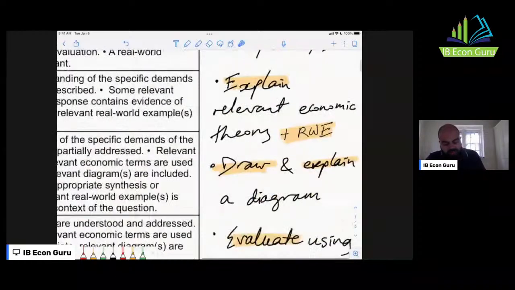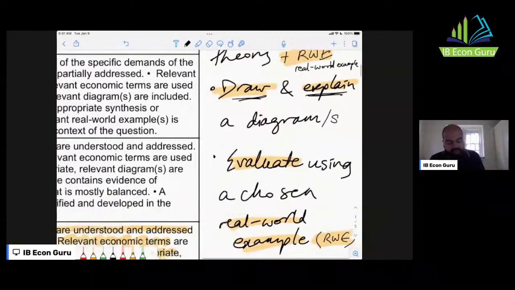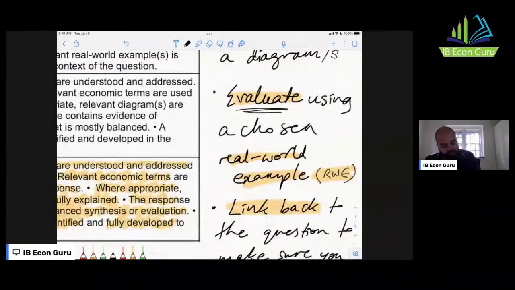And then you explain relevant economic theory while giving your RWE. RWE is your real world example. So you kind of introduce your real world example while you are explaining the relevant theory. You don't have to fully develop that yet. You can fully develop it later in the evaluation. Draw and then explain any relevant diagram or diagrams. Every shift, every curve needs to be explained in the body of the essay, not just drawn for decorative purposes. And then evaluate using your chosen real world example.